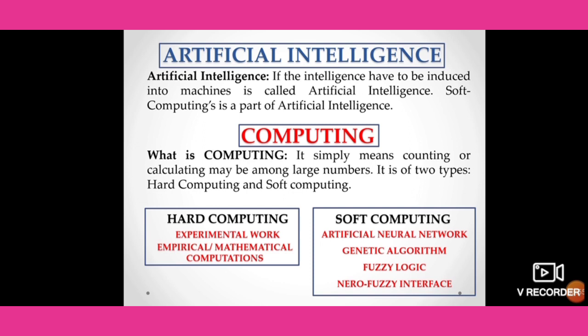Computing actually means counting or calculating among a large number of data, when the data sets are larger and conventional mathematical methods are not suitable. Artificial intelligence is when intelligence is induced in machines. Two other terms, machine learning and deep learning, are also used, but those come under artificial intelligence itself.